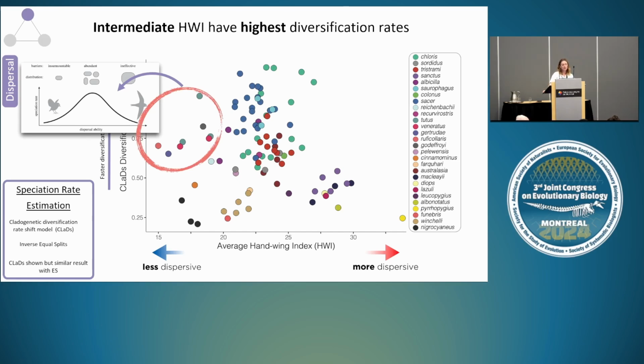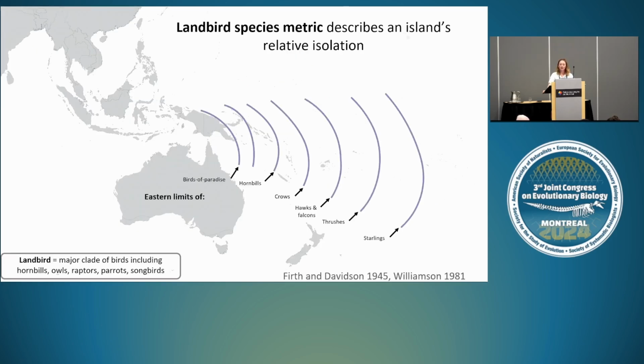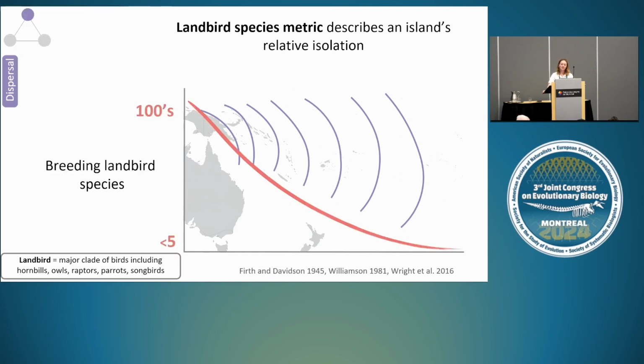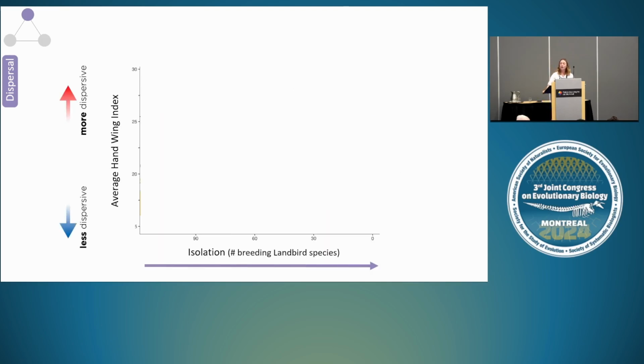So we tested some explanatory variables like island size and time since divergence, but they were not supported with phylogenetic linear models. However, I opted to leverage a famous pattern of declining land bird species richness in the Pacific. So each of these purple lines are eastern edges of different avian families. And we can use this pattern as a metric for an island's isolation based on the number of land bird species present, with islands very close to New Guinea having more species than those in French Polynesia. So on the y-axis, we have dispersal ability, and on the x-axis, we have increasing isolation.